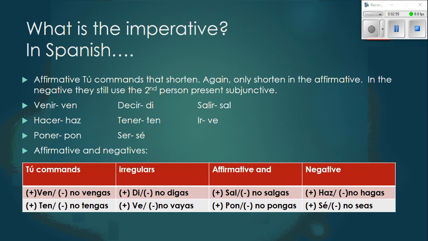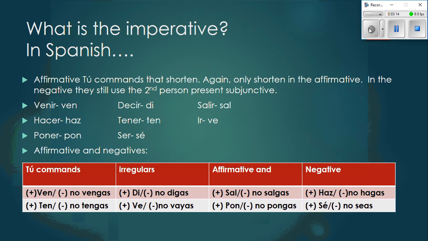Affirmative tú commands that shorten again. They only shorten in the affirmative. In the negative, they still use the second person of the present subjunctive. Ven, di, sal, haz, ten, ve, pon.